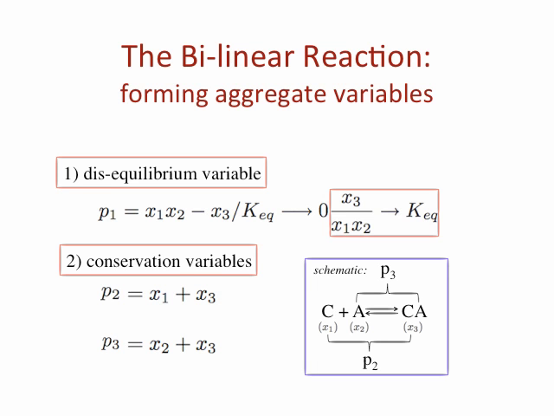But upon inspecting this equation, I see, for instance, that the moiety A is either free by itself in the form of X2 or bound in the form of X3. And the summation of those two has to be a constant because no A is entering or leaving the system. And that will be pool 3. The same thing is true for the other reactant. It doesn't disappear. It's either free or in the bound form.